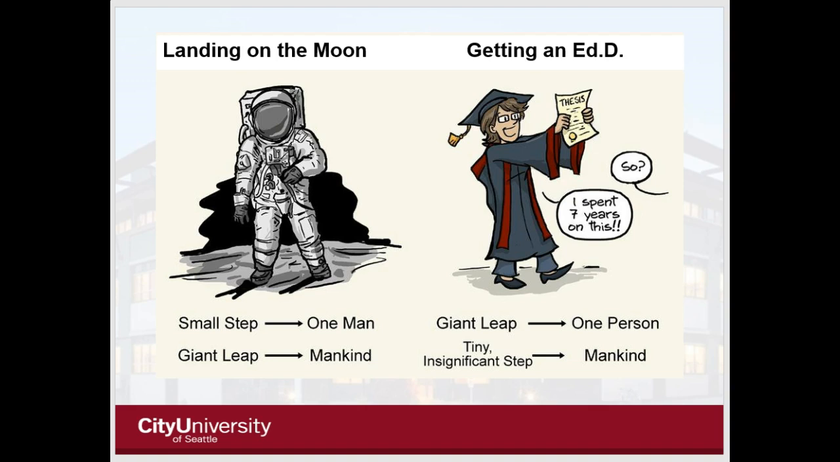Little cartoon here. Many of you know that I'm a huge fan of the PhD comics. They're very funny. But basically, this is the difference between landing on the moon and getting a doctoral degree. One small step for man, one giant leap for mankind, as opposed to one giant leap for one person and a tiny insignificant step for mankind.